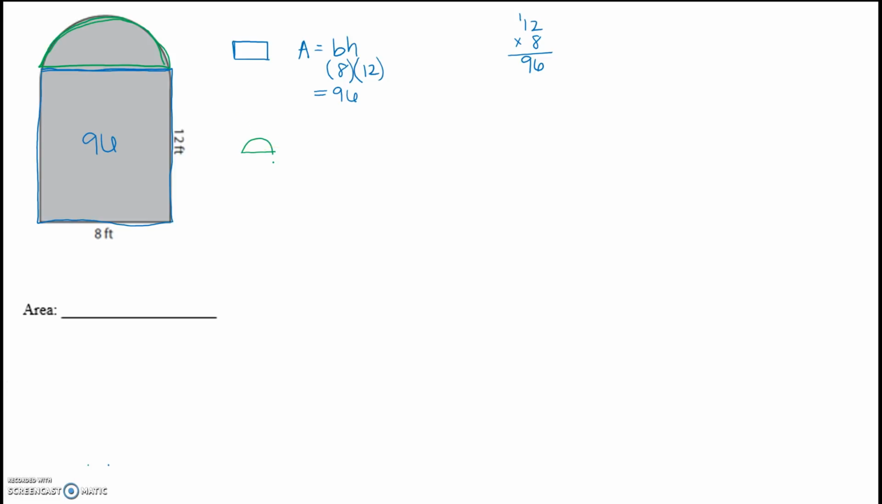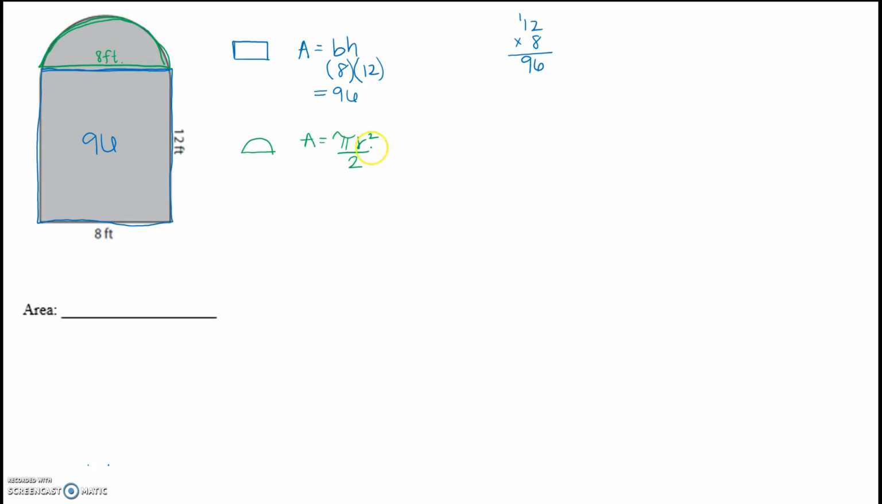So if it's a semicircle, is this a whole circle? No, it's only half of a circle. So I'm going to go ahead and include that. So the circle formula is A equals pi r squared. And then since it's half of a circle, I know I need to divide it by 2. So I'm including that in my formula now, okay? So I see that this piece is 8, and if it's a rectangle, that means that the other side of the rectangle is 8 feet as well, okay?